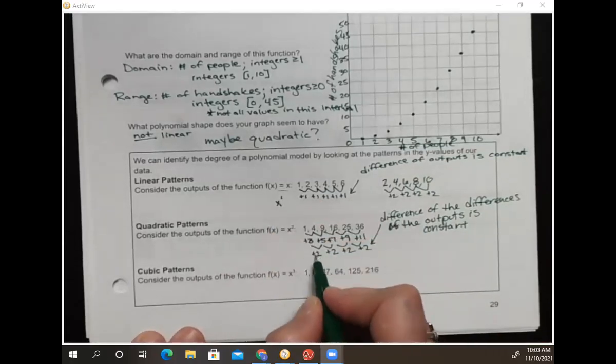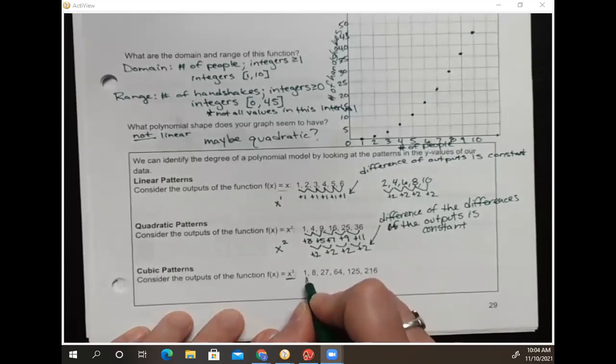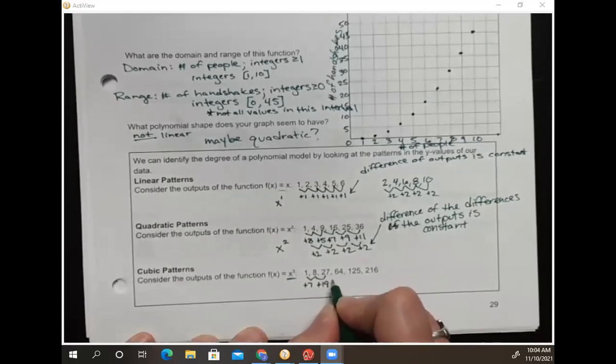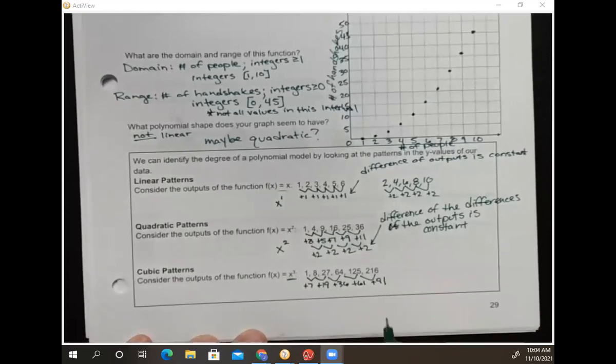If I have to go down 2 lines, that's an x squared. So if I look at an x cubed function, how far do you think we'll have to go down? Probably one more, right? Go down 3. So if I have a cubic pattern, to get from 1 to 8, we add 7. To get from 8 to 27, we add 19. Then we would have to add 36. Then 61, then 91. These are not the same.